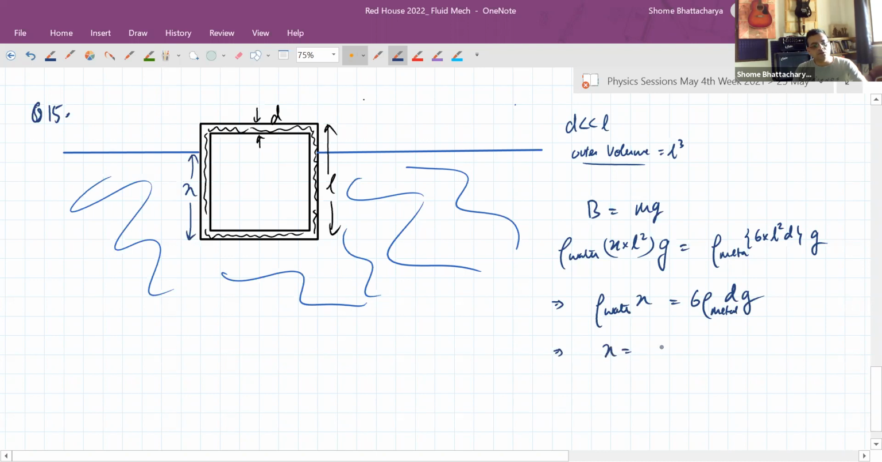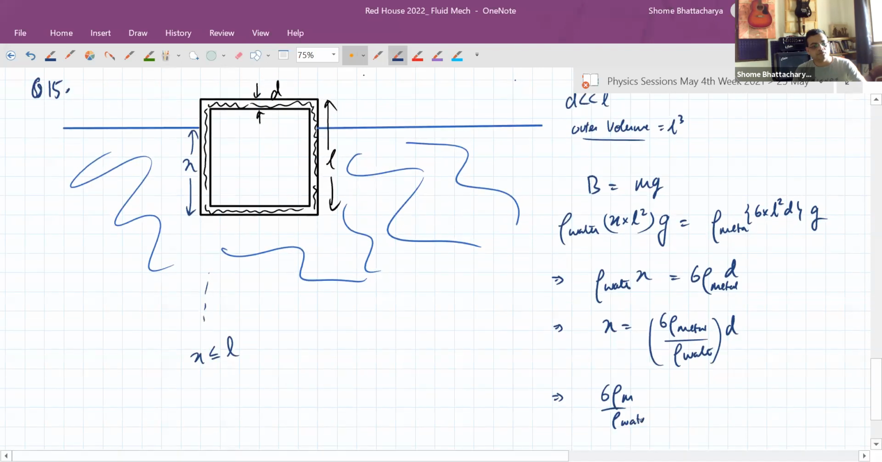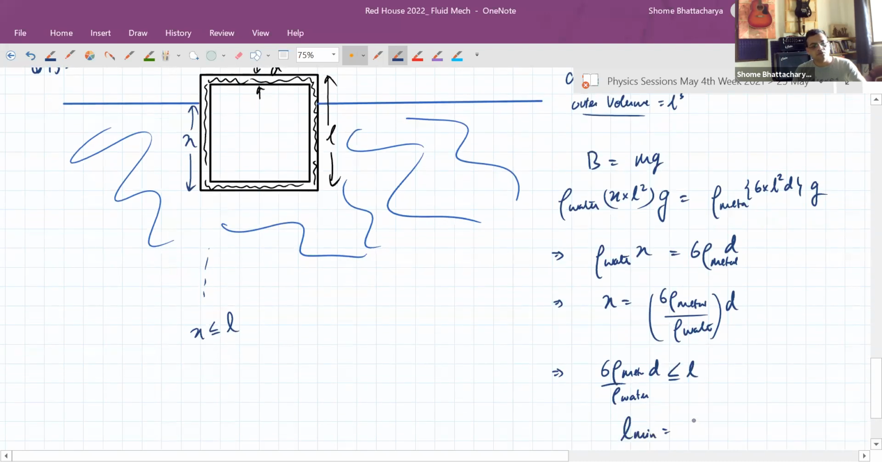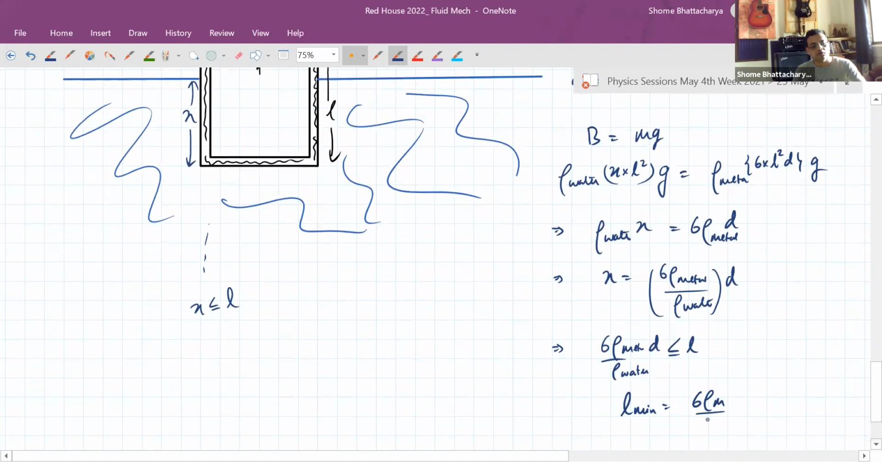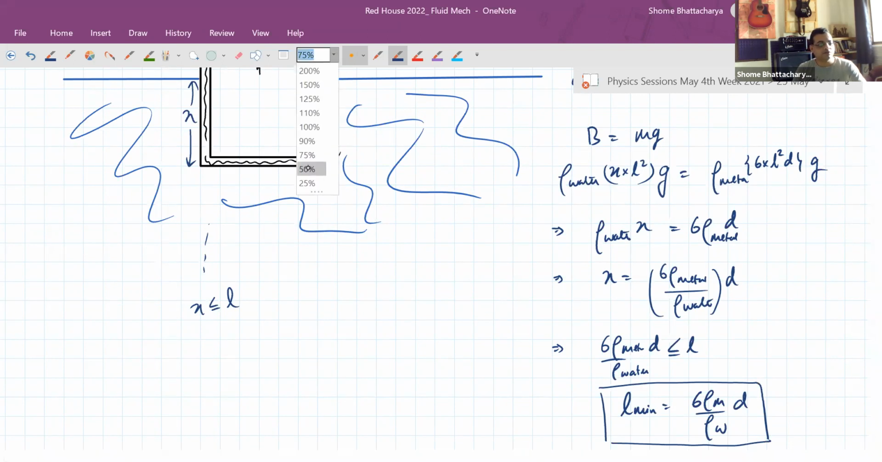So the length of the portion submerged, g is cancelled out, so there's this factor into D. Now you can see the condition for floating is that X cannot exceed L, and can at most become equal to L. So this is a condition on L. The minimum value of the length is equal to 6 times density of metal divided by density of water into this thickness. Now take that thickness given as 1 millimeter, and the values of density given, and you get the answer.